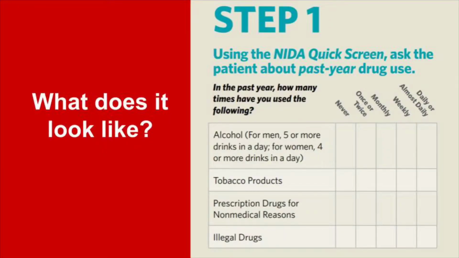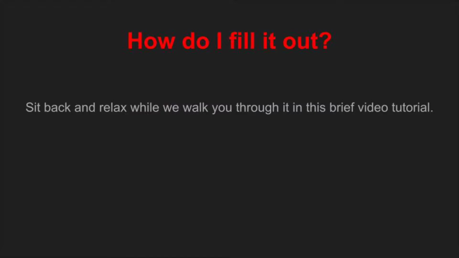Here's a quick peek at what the screening tool itself looks like. It assesses how often in the past year a patient has consumed alcohol, tobacco products, prescription medications for non-medical reasons, and illegal drugs. The big question now is how do you go about finding the NIDA Quick Screen and filling it out when you need to? We're going to show you, so sit back, relax, and try to contain your excitement as we walk you through this simple tutorial.